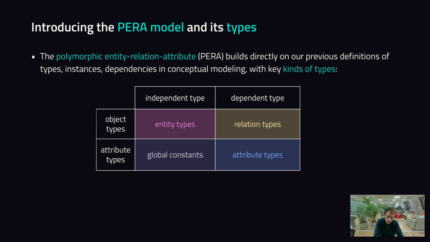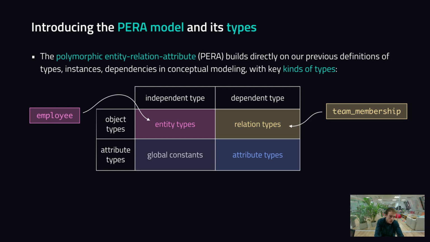We've seen examples of all of these. For instance, we saw employees, where we could just keep creating employees without any dependencies. We saw a type of team memberships, where team memberships needed to be instantiated with reference to employees and teams. So that is in fact a dependent object type. And then we also saw examples of attribute types, like for instance, the name of a person or an employee.